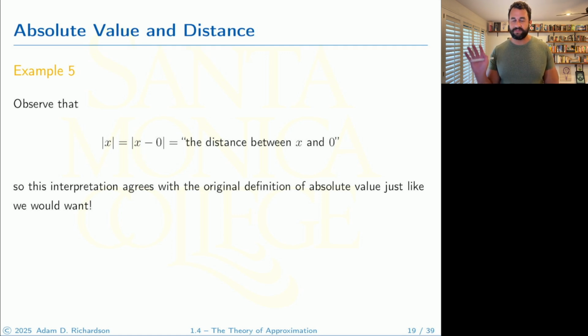That's allowed. I just added 0. I haven't changed anything. The value has not changed. But look, now we can interpret this as a distance between two numbers. This is the distance between x and 0, which is exactly the definition of absolute value, the distance between x and the origin, right? There you go. So it's the same thing.